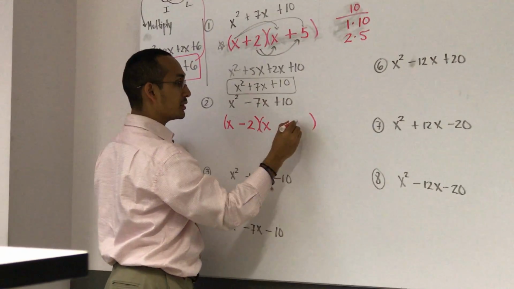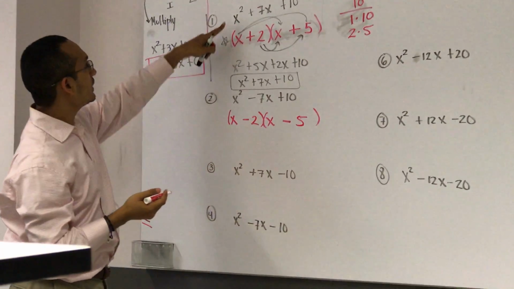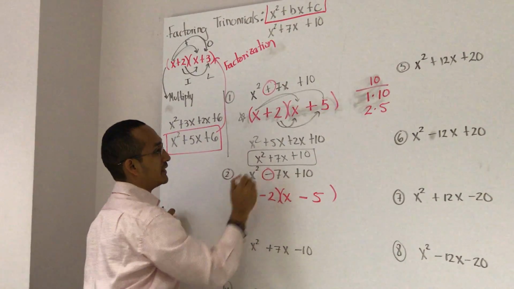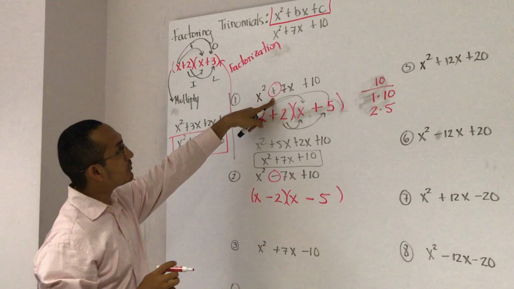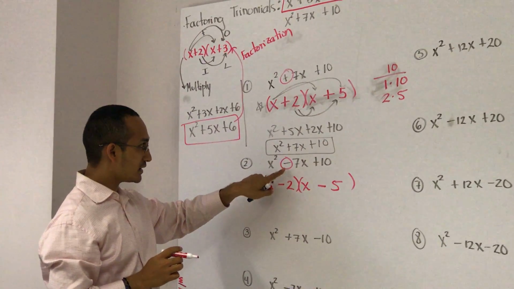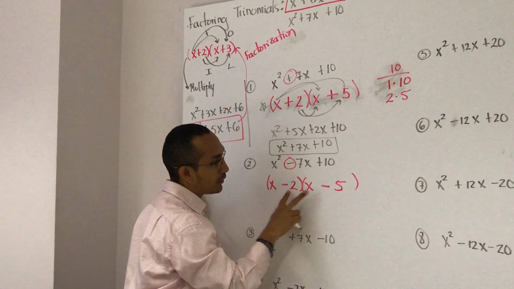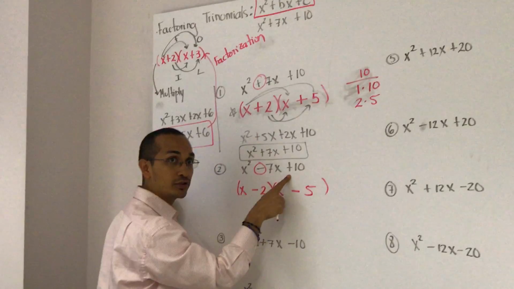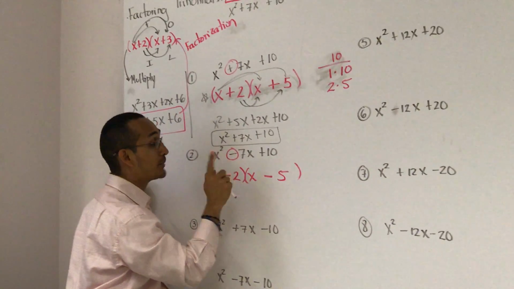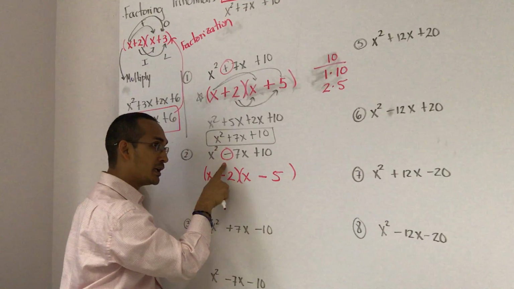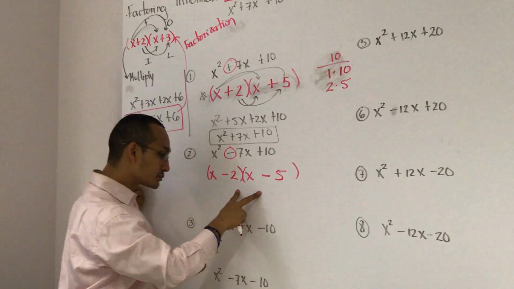So 2 and 5. What's the difference between this one and this one? Well, the sign here and the sign here, right? Because the second term was positive, both were positive. Because the second term was negative, both are negative. But remember, the caveat is you have to look at the third term. If it's positive, you look at the second term to determine the sign of both.